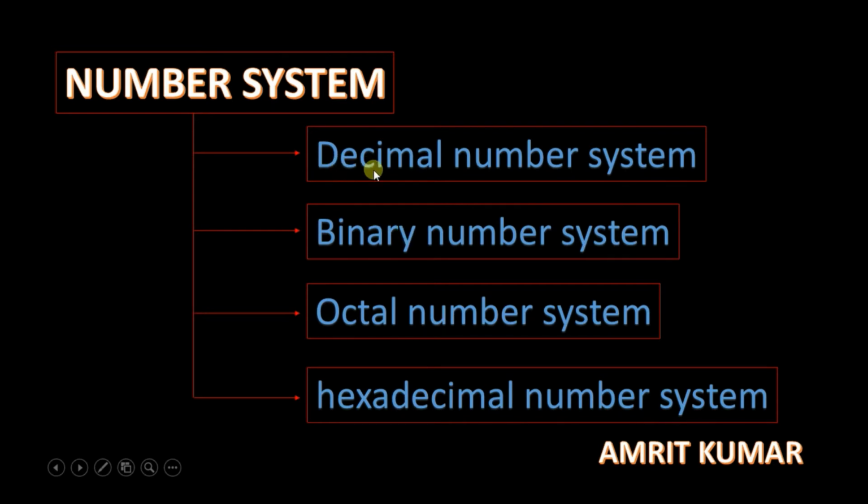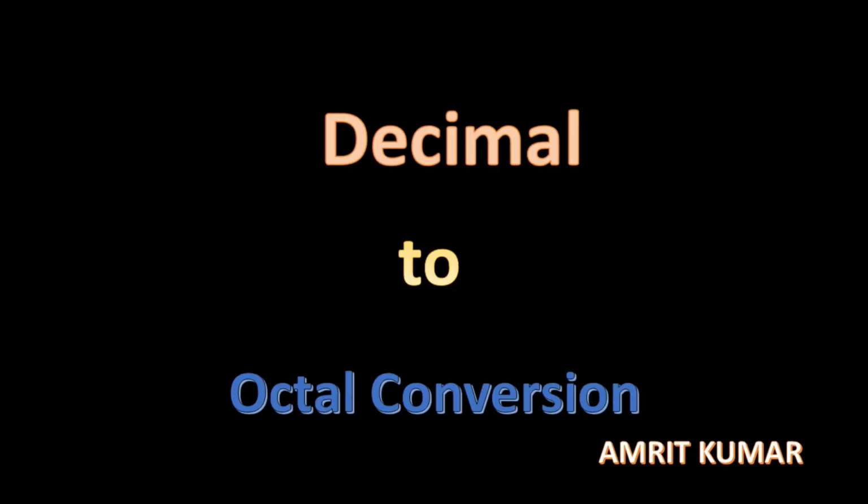And we have also learned how to convert a decimal number into a binary number, and how to convert a binary number into a decimal number. Now in this video we are going to learn how to convert a decimal number into an octal number system. So let's look at decimal to octal conversion.